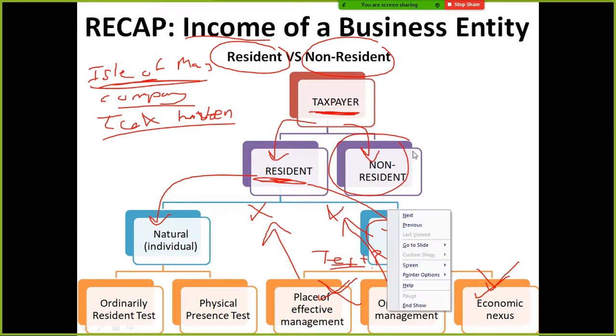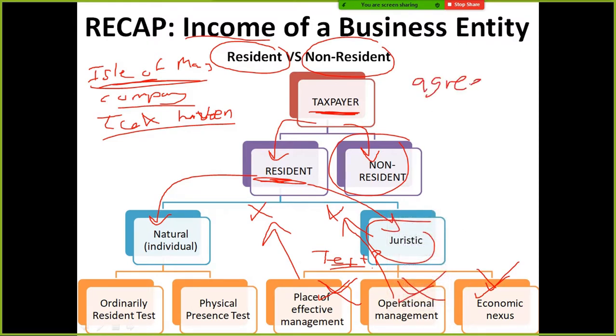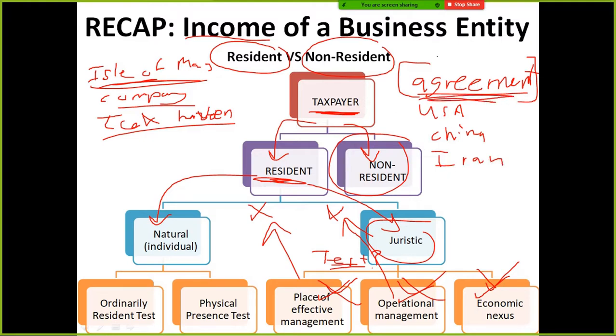It's like a global agreement, or just the word agreement is fine, where you hear countries signing an agreement. I don't know if you've seen some of that. You have the US signing an agreement with China or with Iran or whoever. Those agreements are global agreements, or contracts in inverted commas, between countries, not between taxpayers or companies. So yeah, quite interesting.